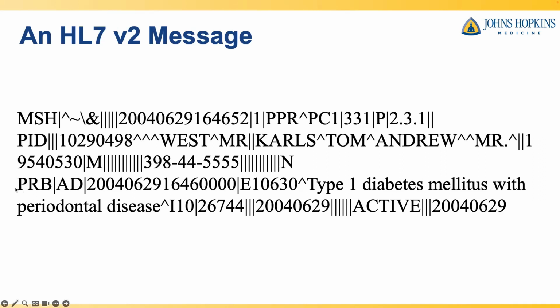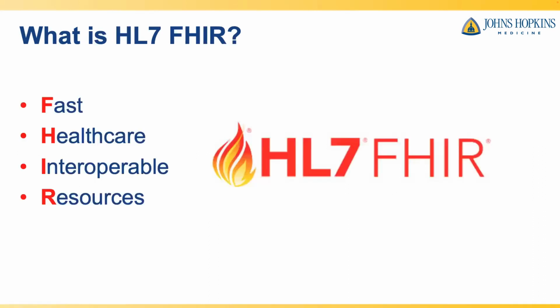Let's go take a look at the problem segment. Third component of a problem segment is actually the problem, or often the chief complaint or condition. So let's go count to 3: 1, 2, 3. Over here, you can see a code system. This is actually an ICD-10 code for type 1 diabetes. Later on, you can see the onset date, and you can see that it's still active. But that's how you read an HL7 version 2 message. It's text.